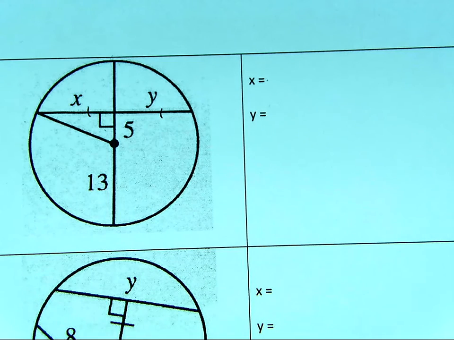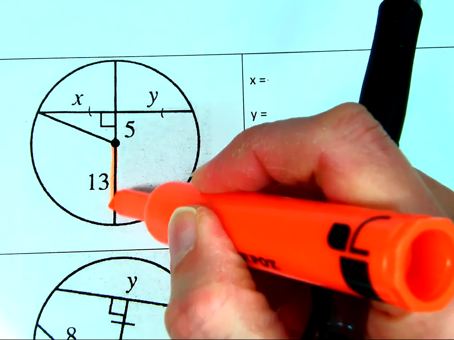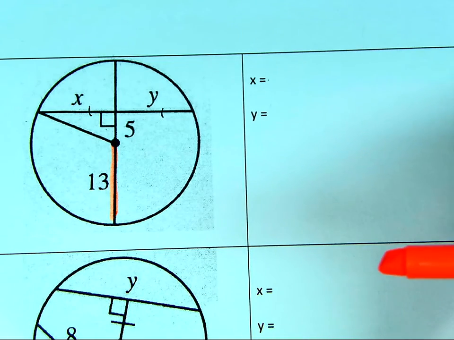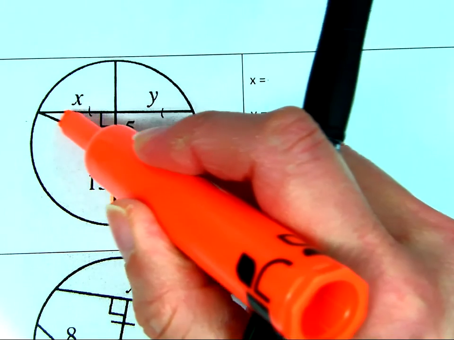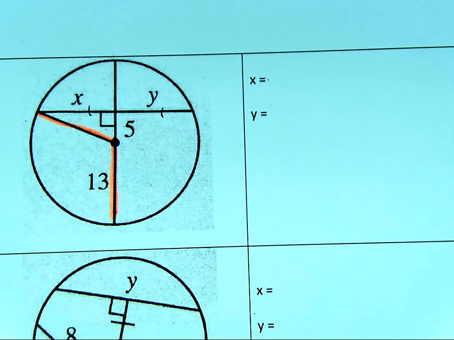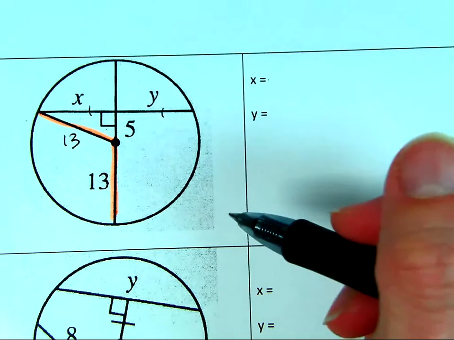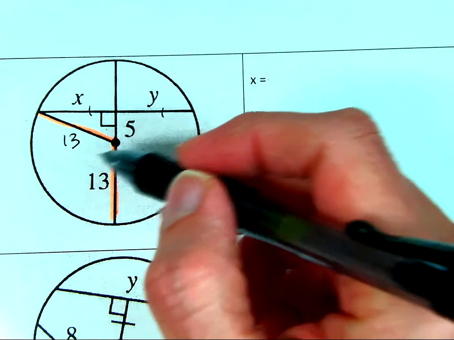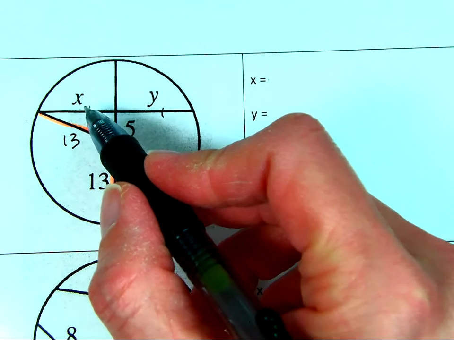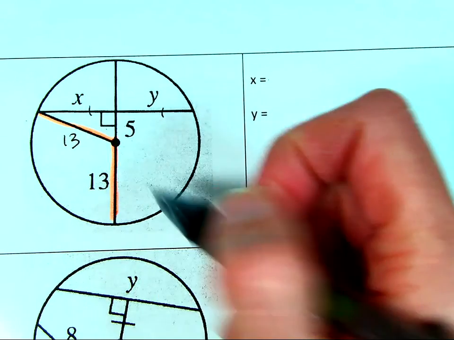And then I'm going to highlight my radius and notice that I have another radius there. If you didn't notice that already, you want to make sure you start to notice things like that. So if this is 13, that makes this 13. Because I see a right triangle right here, and now that I have two sides of a right triangle, I can definitely find the third side using the Pythagorean theorem.